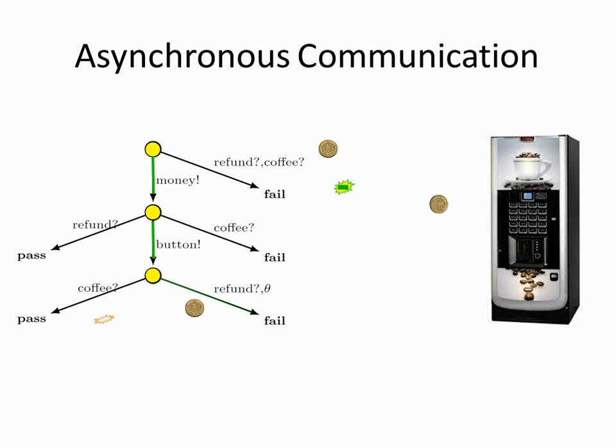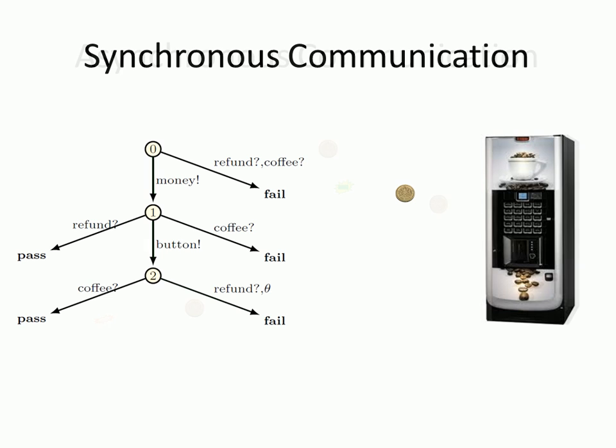So this is a test case for such a coffee machine. And if you interact with the coffee machine synchronously using this test case, then things go fine. For example, you can put a coin inside the machine, and then you can wait for some time and get your money back. And that's a pass run of the test case, right?